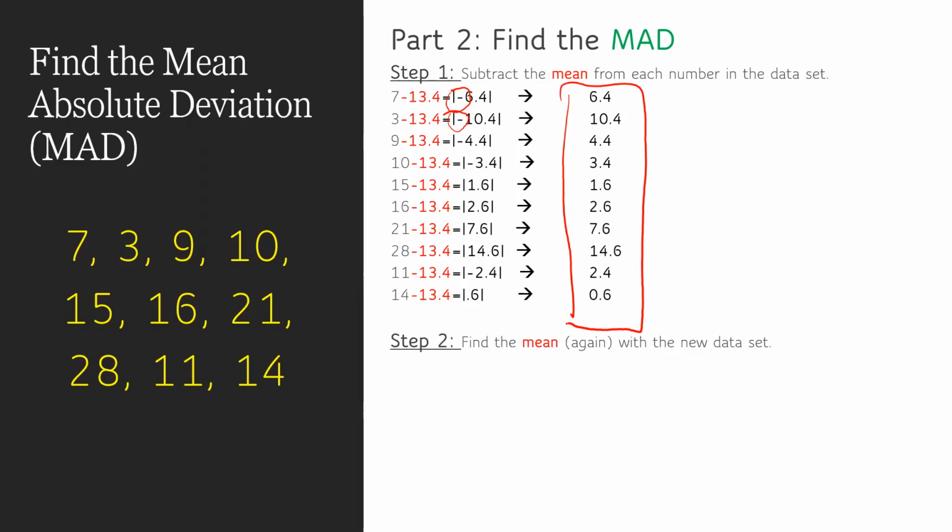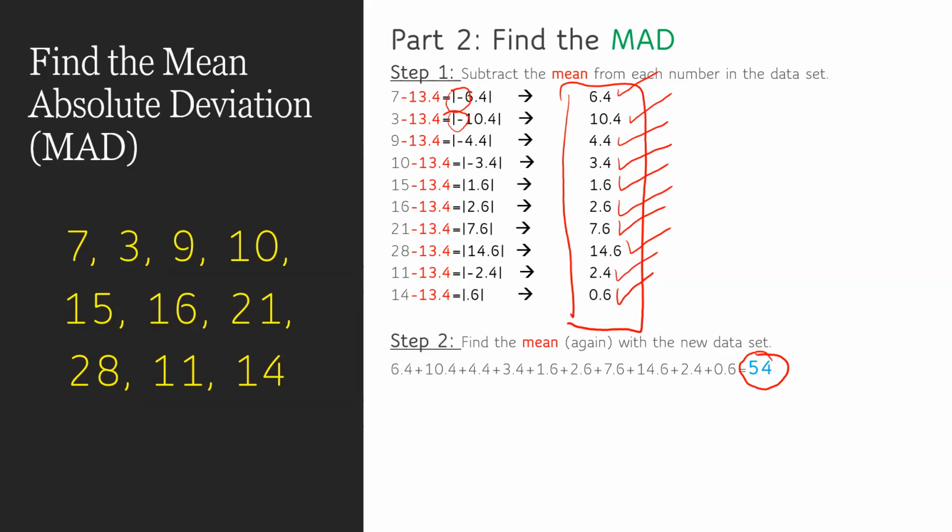So I need to go on to step 2, which again is finding the mean of this new data set. And so how do I do that? I add the numbers together. So I add again 6.4 plus 10.4 plus 4.4 plus 3.4 plus 1.6 plus 2.6 plus 7.6 plus 14.6 plus 2.4 plus 0.6. That gives me my answer of 54.